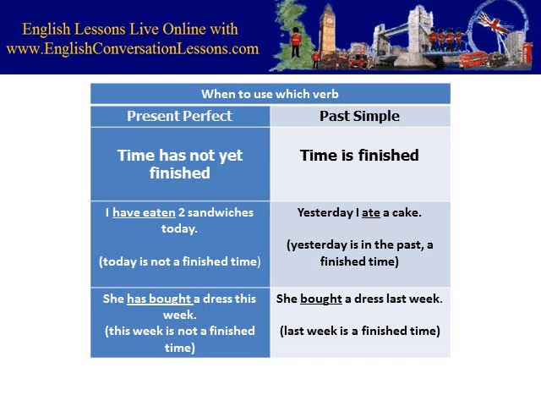Whereas on the right, with the past simple, the time is finished. So, for example, I say, yesterday I ate a cake. Yesterday is in the past, it's a finished time. And she bought a dress last week. And once again, last week is a finished time. So for finished time we use the past simple, whereas if the time has not finished, we use the present perfect.